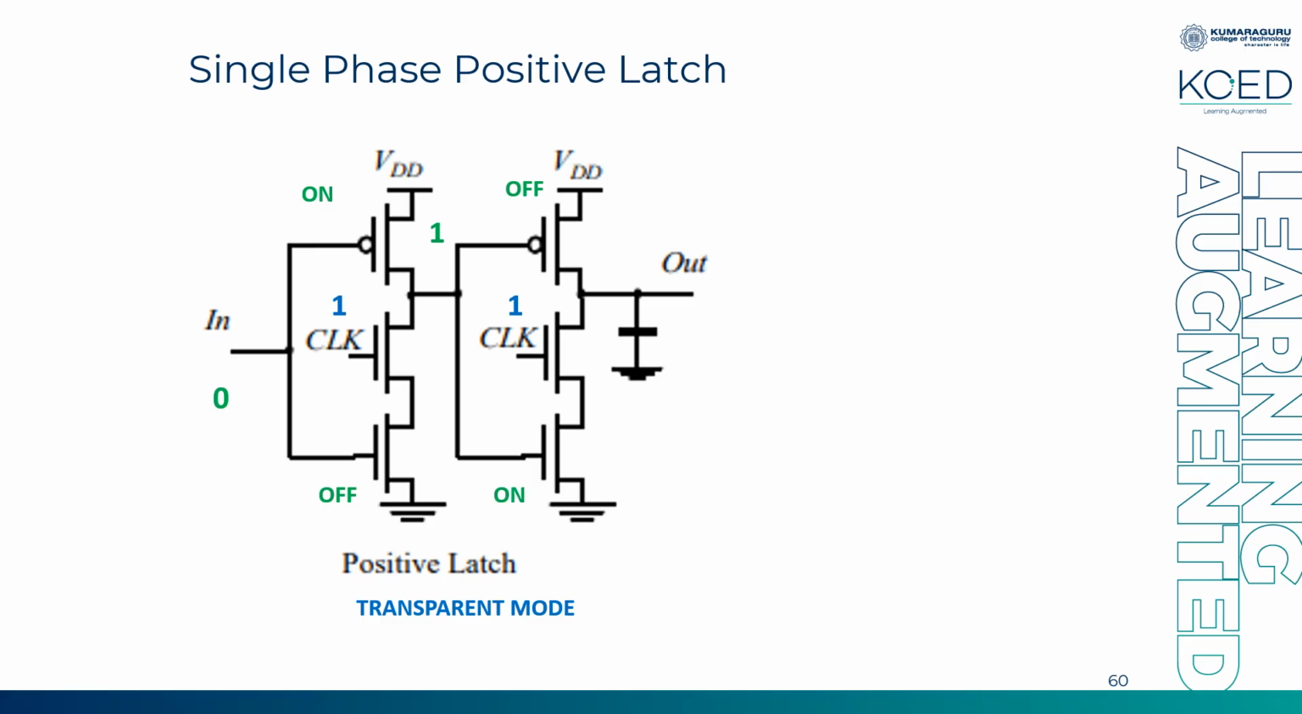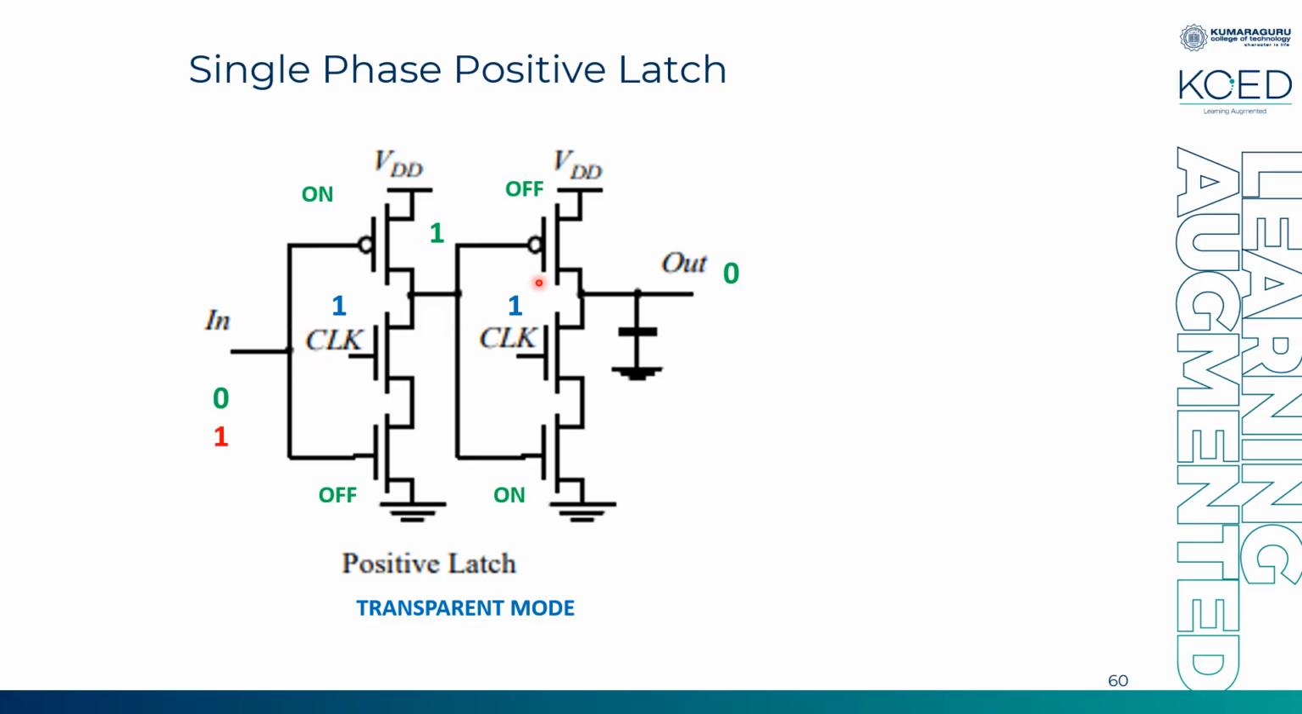So now both NMOS are in on condition, this NMOS is on and this NMOS is on. So you'll have a path from output to ground. Okay, so you have a 0. Is my latch conducting? So I have a 0 here, I have a 0 up there. So it is in transparent mode when the clock is 1.